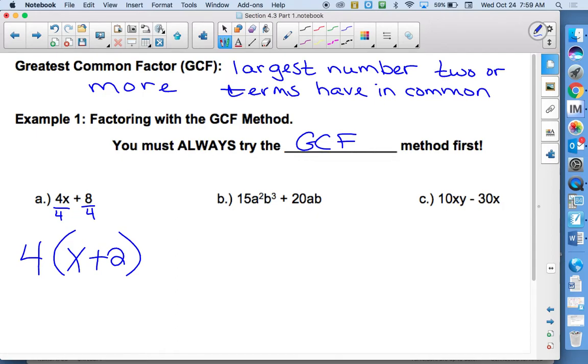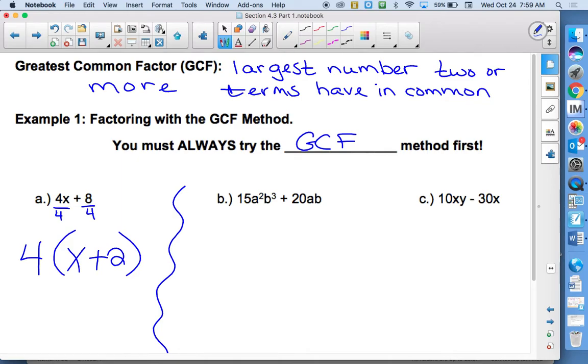So we divided by the 4, it goes outside. Those terms that were divided by 4 go in the parentheses. So 4 and then x plus 2 would be our factored form. So factor means change it to multiplication. You have to keep that 4 there because those expressions are equal to each other.